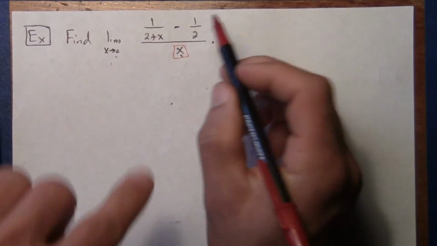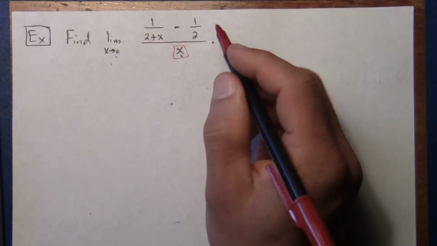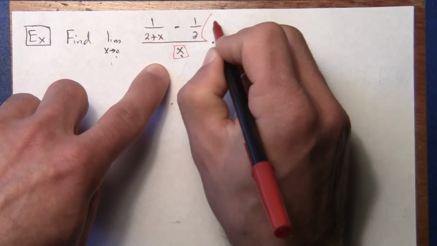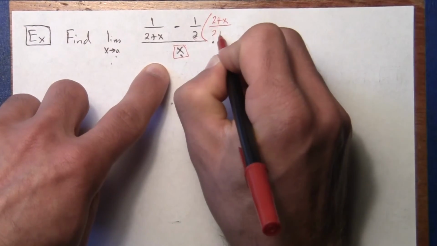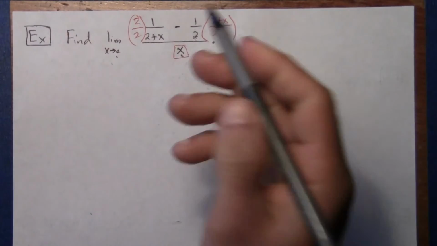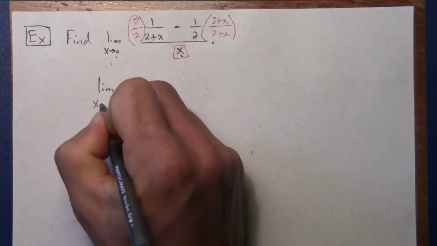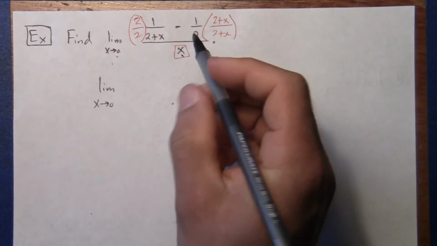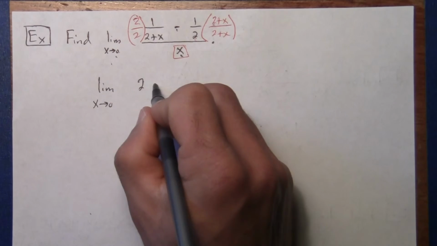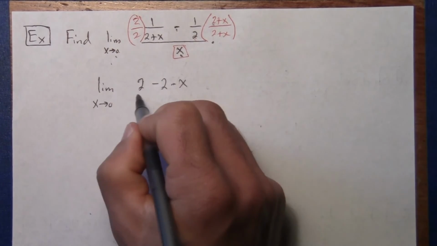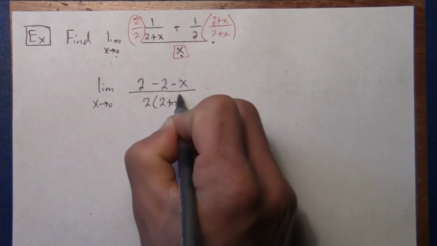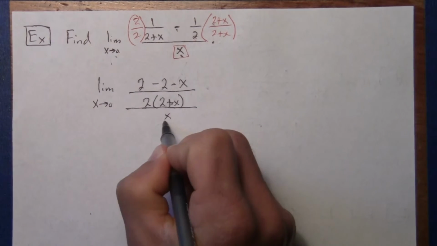So ignoring this x for now, I want to get a common denominator here. So my common denominator would be to multiply this by 2 and multiply this by 2 plus x. So I'm going to multiply by 2 plus x over 2 plus x and 2 over 2. And so now I've got the limit as x approaches 0 of, if I multiply out the numerator, I would get 2. This is negative now, so to make sure you distribute that negative, it would be minus 2 minus x over, my common denominator is 2 times 2 plus x, over x.